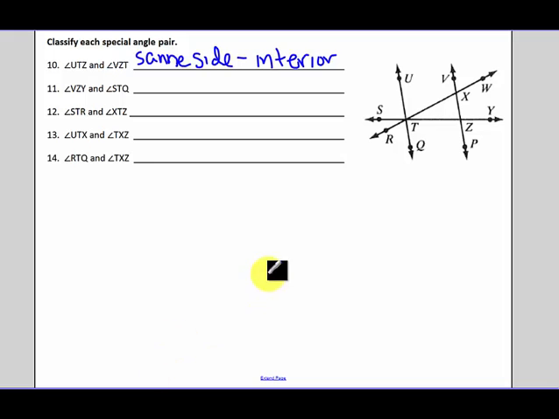Okay, next one. VZY and STQ. Well, SY is my transversal. I'm talking about this angle here and that angle there. They're on alternate sides of the transversal. One's below, one's above, and they're in the exterior. So these are alternate exterior.